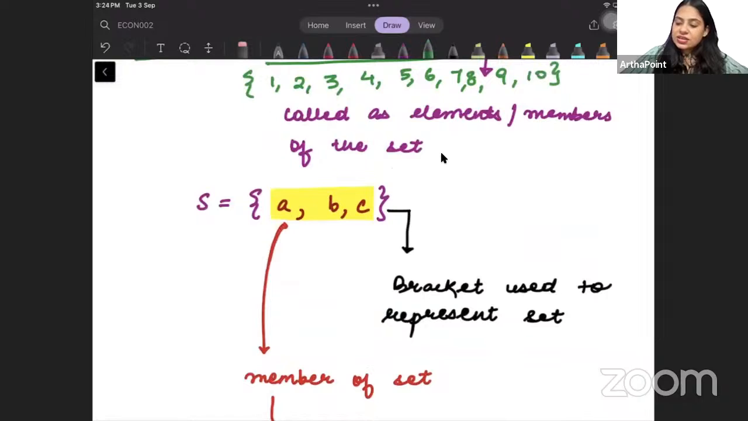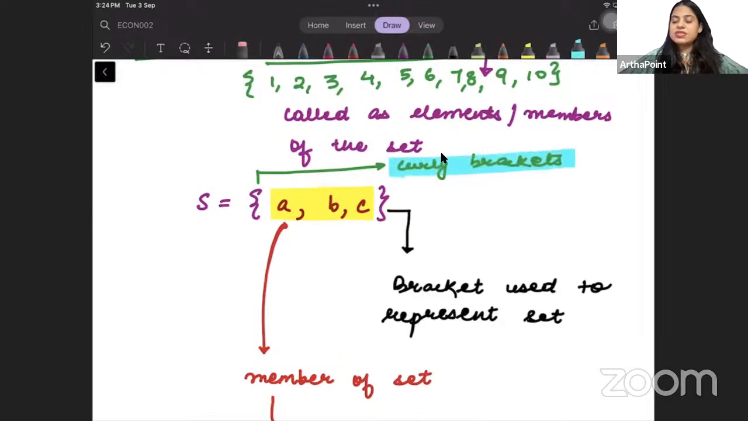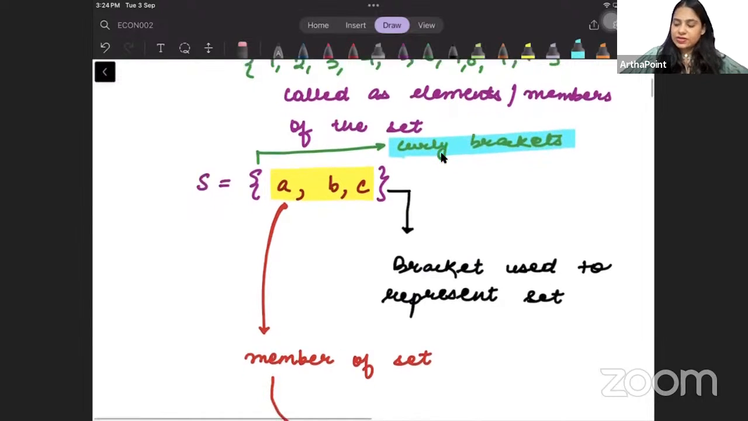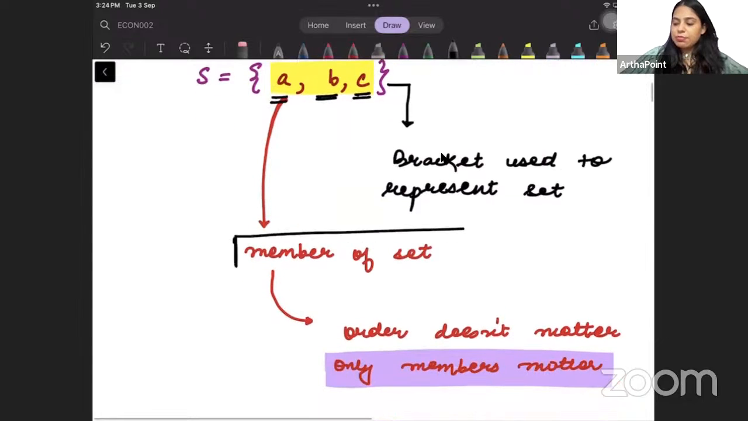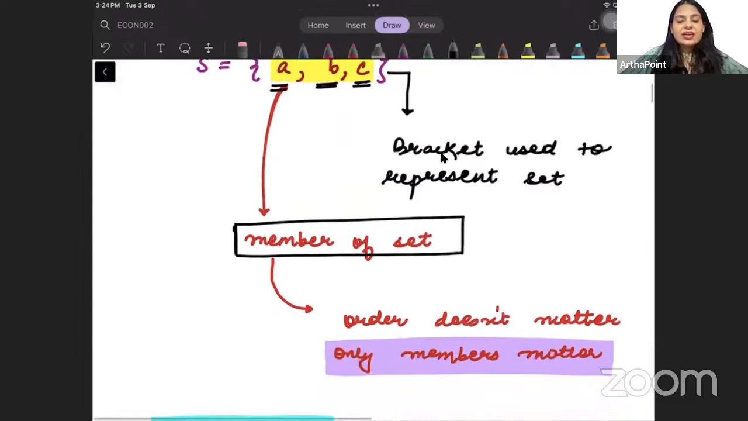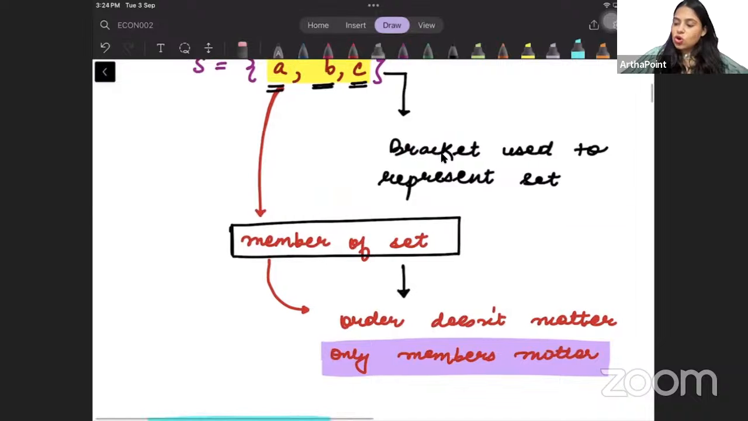ठीक है? A set is always represented by curly brackets, beta. ठीक है, कैसे रिप्रेजेंट करते हैं हम उसको? We represent a set using curly brackets. Each element that comes inside the set is called a member of the set. And set का एक बहुत important aspect है that in a set the order does not matter, only the members matter.